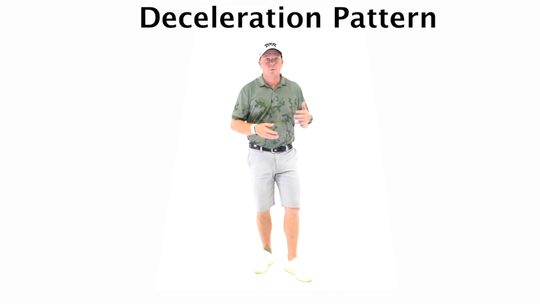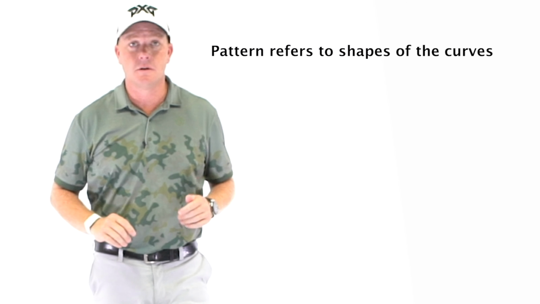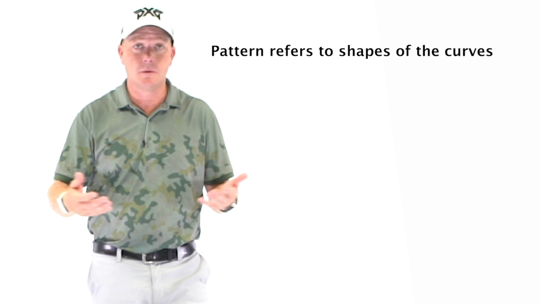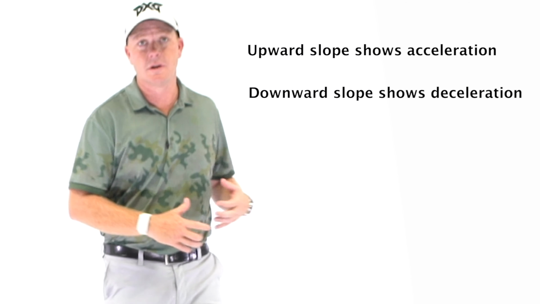The last step in our process for analyzing kinematic sequence here at the lab is to take a look at the deceleration pattern. Now, when we say sequence, that means order of operations. When we say pattern, we're referring to the shapes of those curves. And as we talked about, that upward slope shows us the rate of acceleration, the downward slope shows us the rate of deceleration.